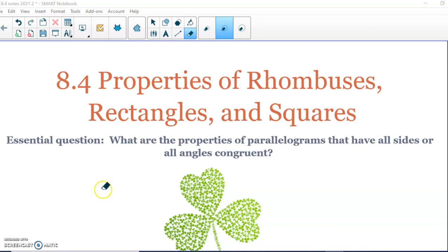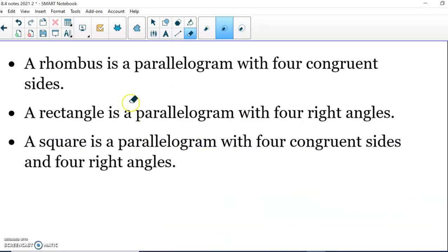This is Honors Geometry, Lesson 8.4, Properties of Rhombuses, Rectangles, and Squares. So we were studying parallelograms, and now we're going to talk about three special parallelograms. A rhombus, a rectangle, and a square are all parallelograms. So all of the rules we learned for a parallelogram apply to the rhombus, the rectangle, and the square.